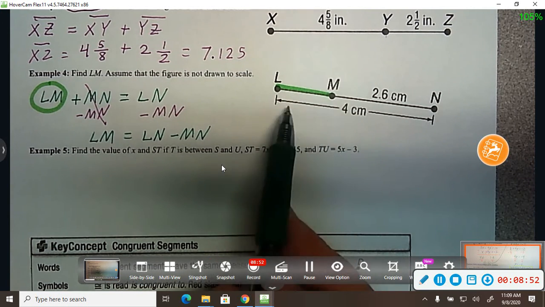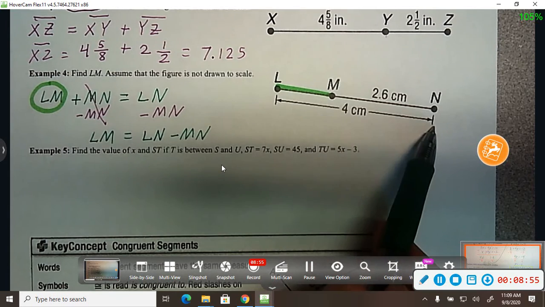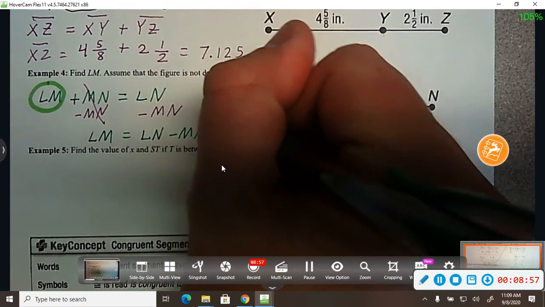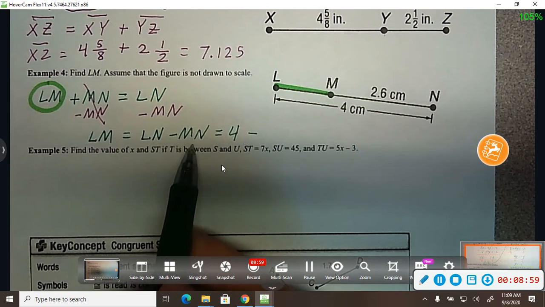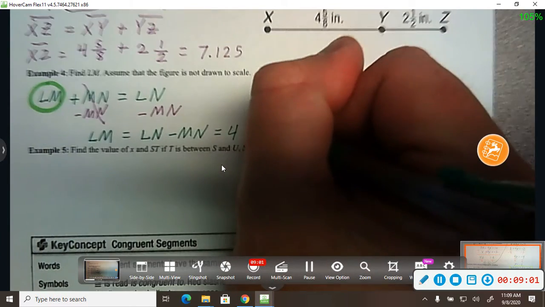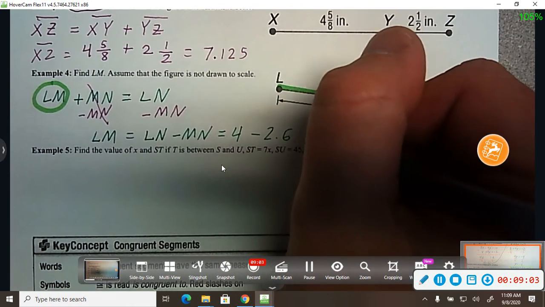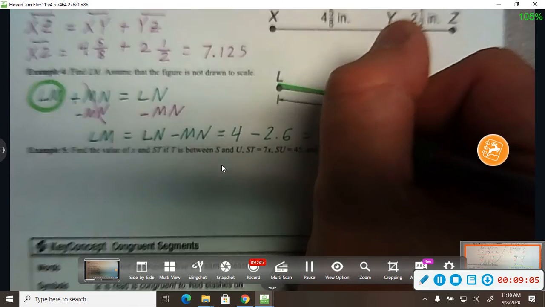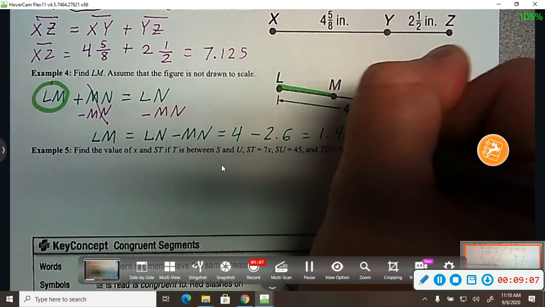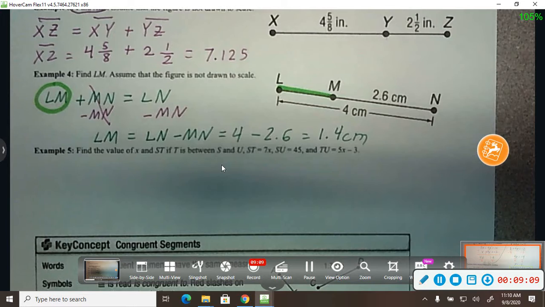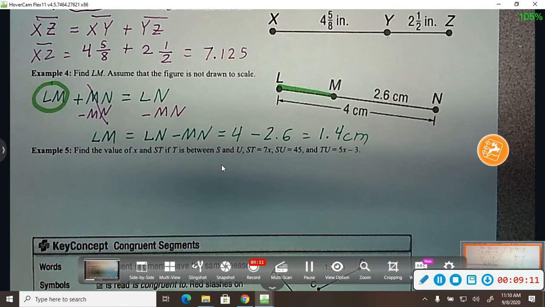So that'd be LN 4 minus MN 2.6, which is 1.4 centimeters. So LM equals 1.4 centimeters.